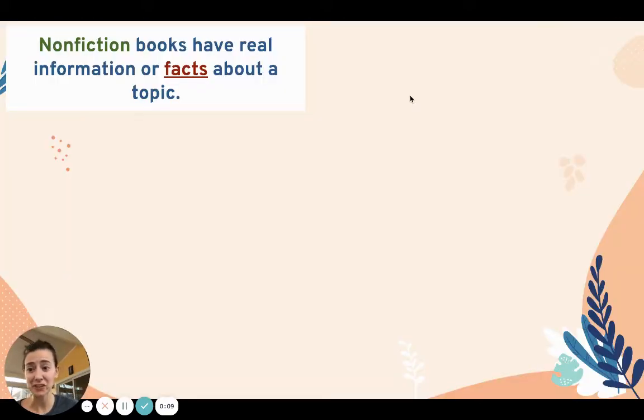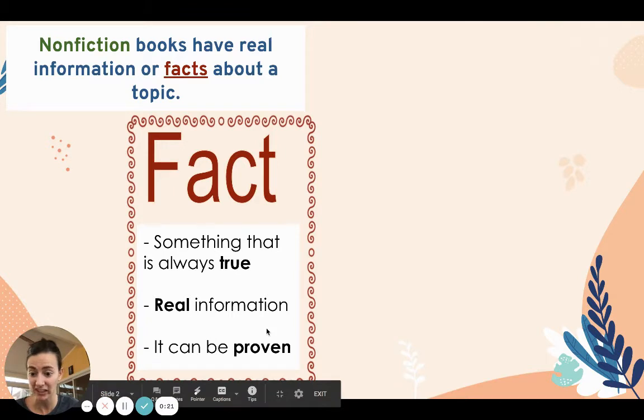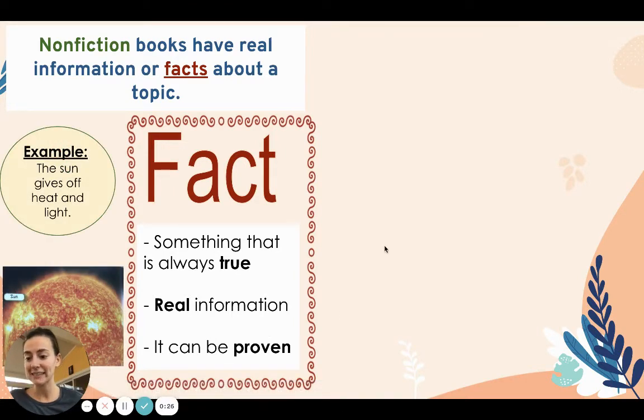Readers, we have learned already that nonfiction books have real information or facts about a topic. We learned that a fact is something that is always true. It's real information. Remember, it can be proven. We went over an example of a fact, which is the sun gives off heat and light. This is true. This is real information.